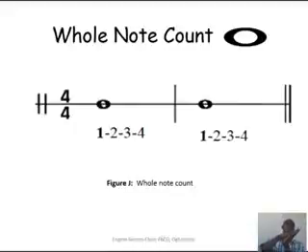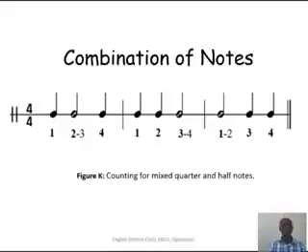1, 2, 3, 4. 1, 2, 3, 4. 1, 2, 3, 4. That's how to express the whole notes. What about the combination of notes where you have half notes and whole notes at the same time? Any combination of notes will be counted similarly.